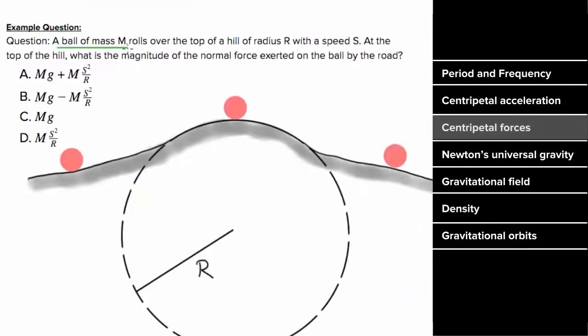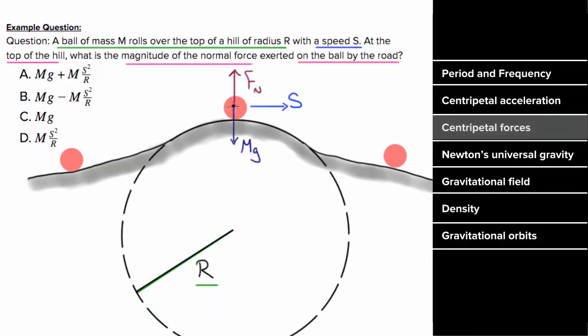Imagine a ball of mass m rolling over the top of a hill of radius r at a speed s. And we want to know, at the top of the hill, what's the magnitude of the normal force exerted on the ball by the road? So we'll draw our force diagram. There's going to be an upward normal force on the ball from the road, and there's going to be a downward force of gravity on the ball from the Earth.